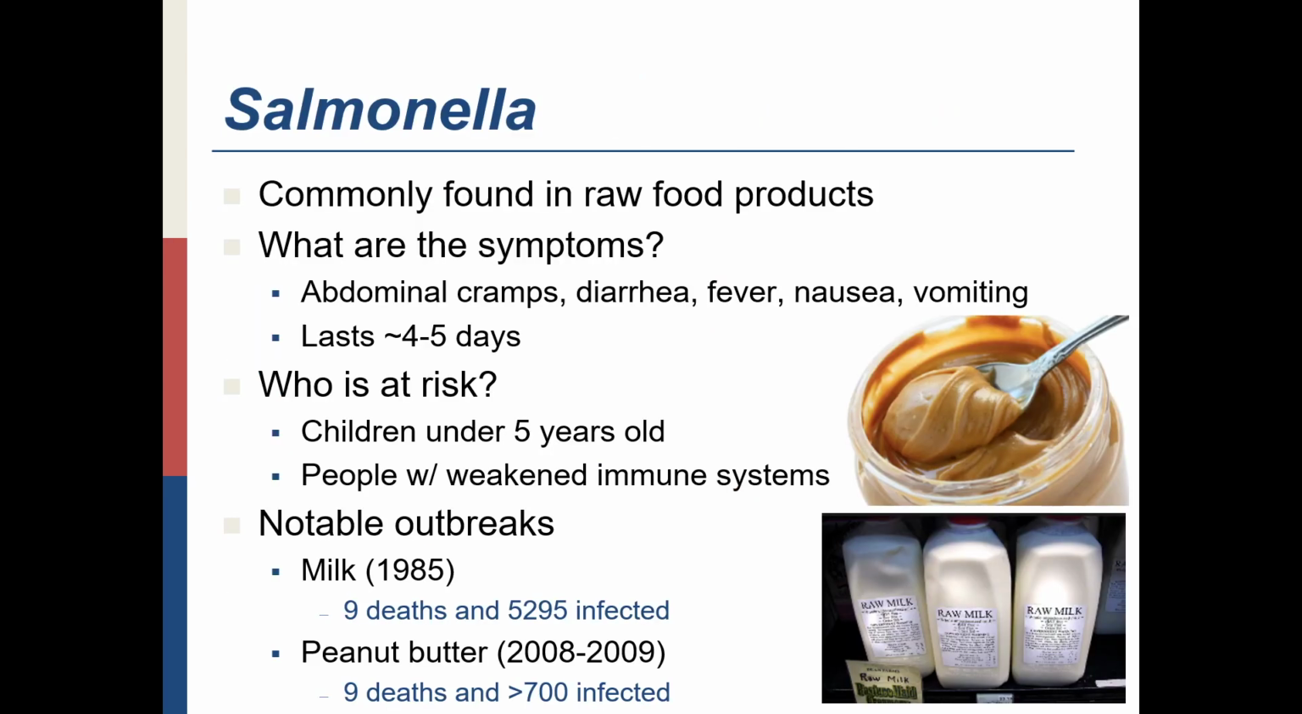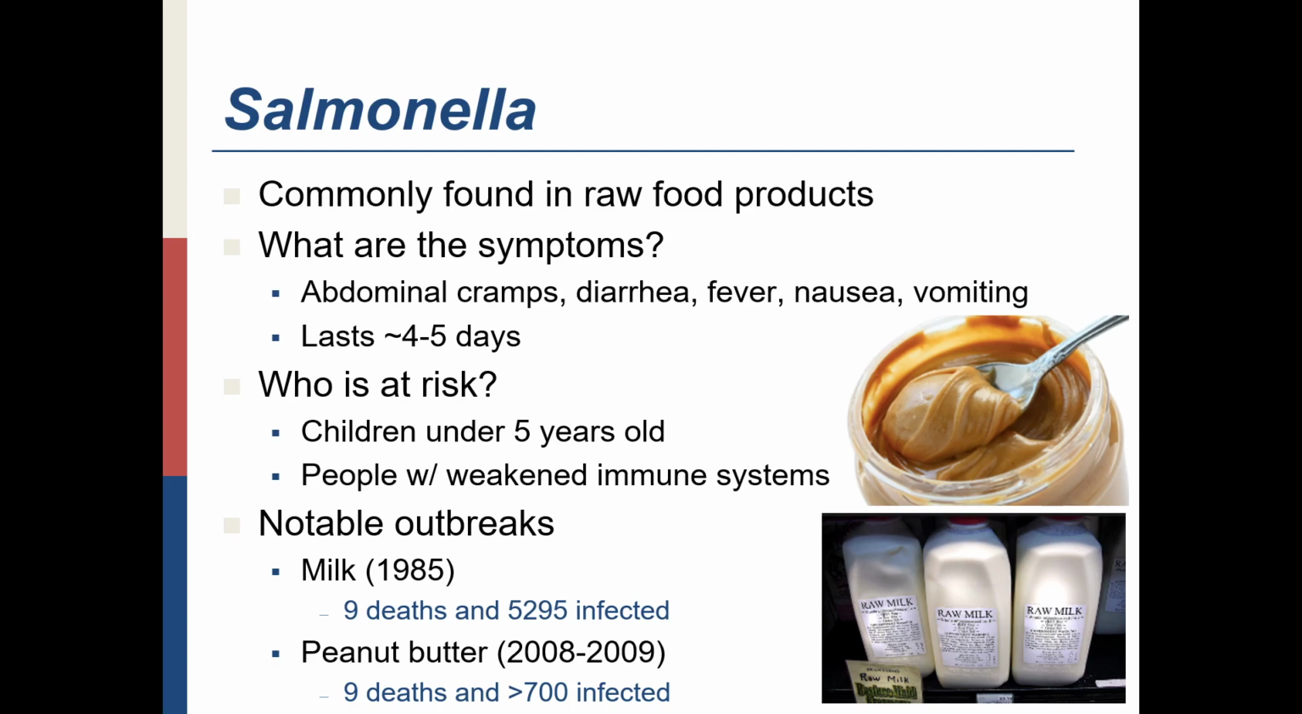So our next organism is Salmonella, which is going to be found in a lot of raw food products. It's going to be causing abdominal cramps, diarrhea, fever, nausea, and vomiting. It can last 4 to 5 days. The people who are going to be at most risk are people with a weaker immune system, so children under 5 years old, and then older people, immunocompromised individuals.